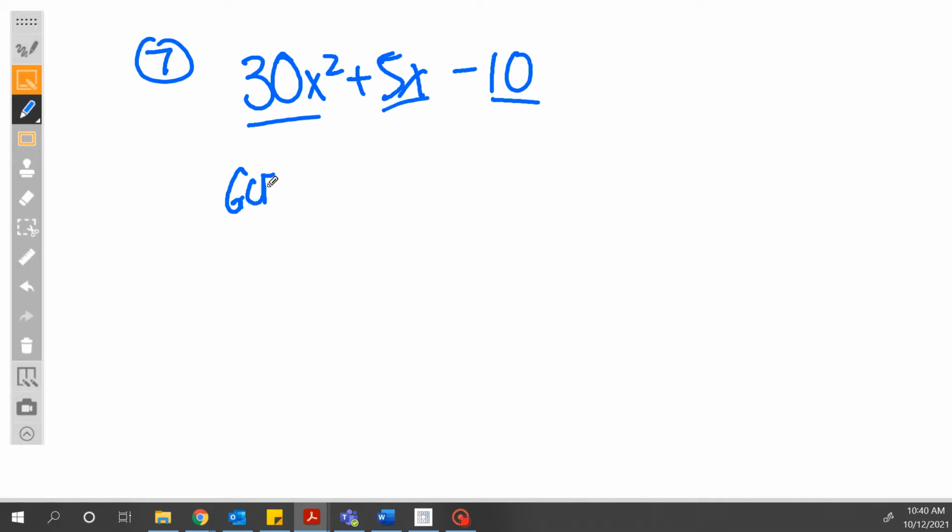Number 7, we have 30x squared plus 5x minus 10. All right, as we can see, before we begin, these three do have a GCF in common.